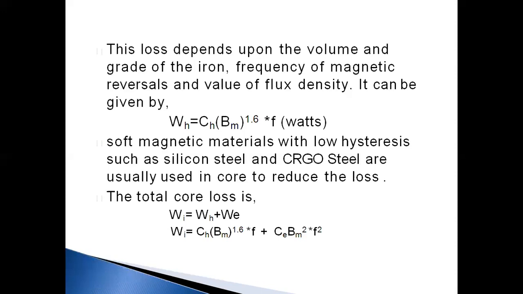In case of casting, the value of CH is 0.025. For silicon steel, the value of CH is 0.001. And CE is generally known as a constant that depends upon the material. So this is the hysteresis and the eddy current loss, and the summation of both losses is generally known as the iron loss of the particular system.